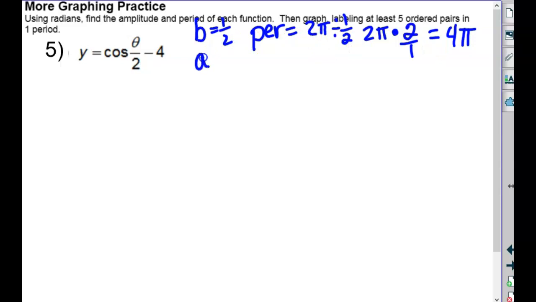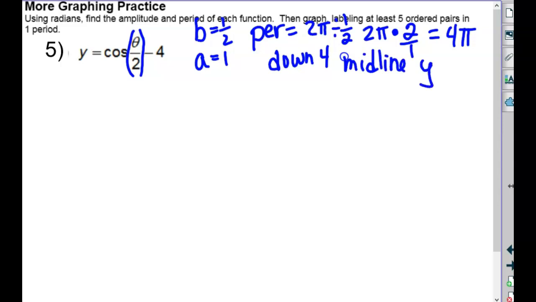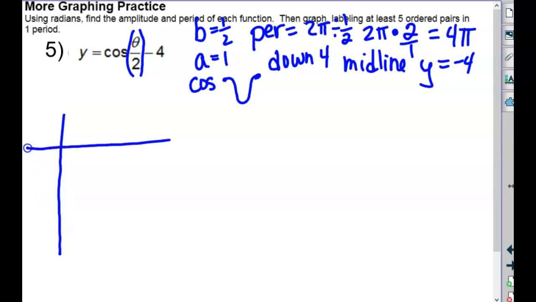Is there an amplitude change? Nope, it's just 1. There is a vertical shift down 4, which makes the new midline what? Y equals -4. The amplitude is just 1. It is a cosine graph, so it starts at its peak and returns to its peak in 1 period. Okay. It's shifted down 4, so I'm going to make my 0 up here and go down 4, but you can just label your midline -4 if you want.